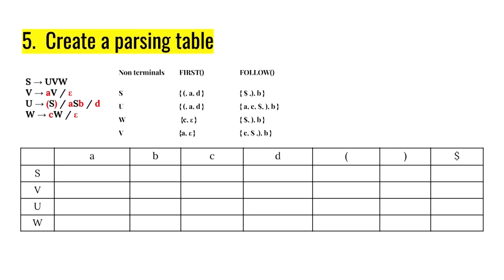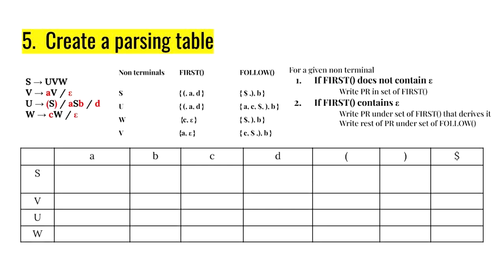To create a parsing table of any non-terminal, look at the first of that non-terminal. If the first of non-terminal does not contain epsilon, then you can write the production rule in the set of first. For non-terminal S, its first is open bracket, A and D. It does not contain epsilon, and the only production rule it got is S derives UVW. So we will write S derives UVW under the column of every terminal that is contained in the first of S, that is A, D and open bracket.